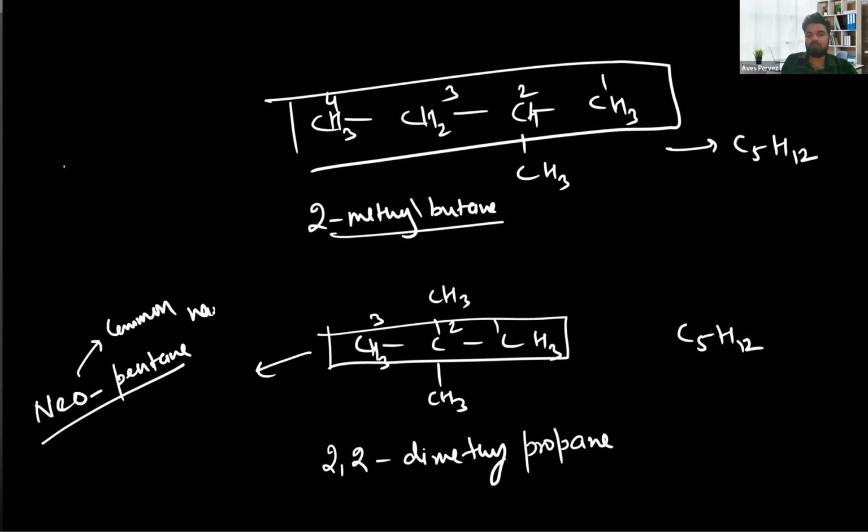Note it down. Its IUPAC name is 2,2 dimethyl propane, but its common name is neopentane. So we have normal pentane, isopentane, and neopentane, the 3 isomers. Note it down fast.